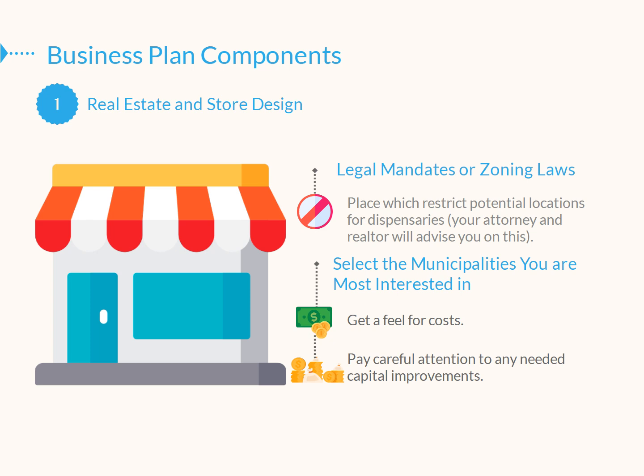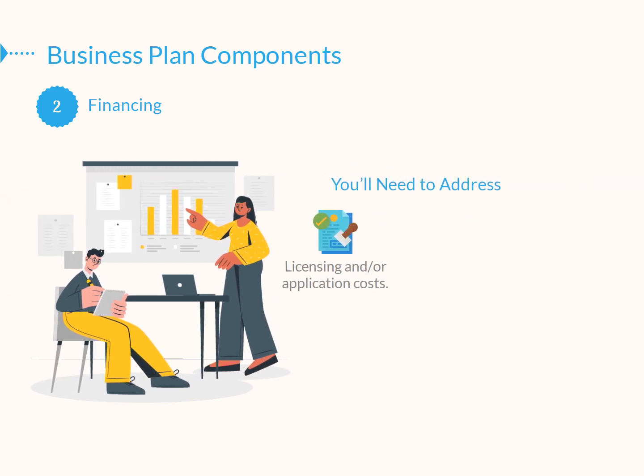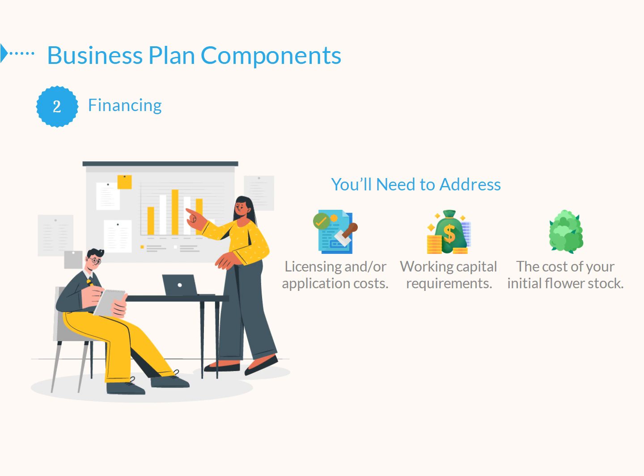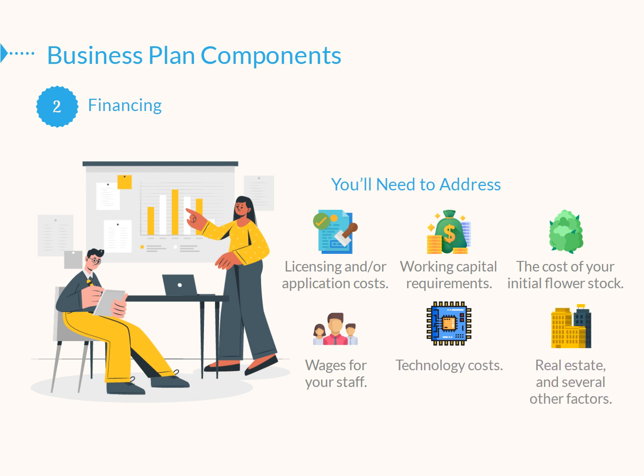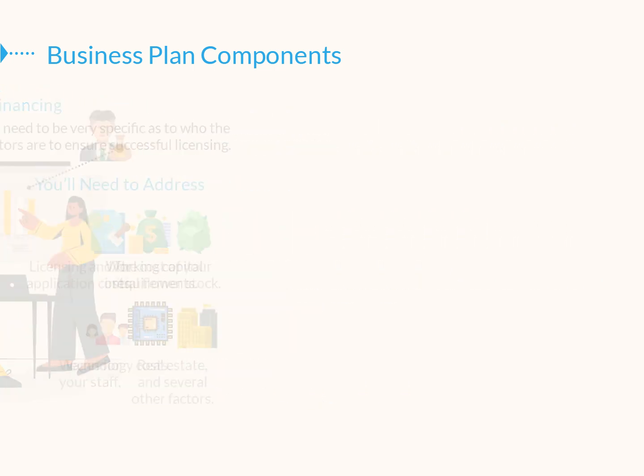capital improvements. 2. Financing. Outline how much capital you need to raise and where it will come from. You'll need to address licensing and/or application costs, working capital requirements, the cost of your initial flower stock, wages for your staff, technology costs, real estate, and several other factors. You'll need to be very specific as to who the investors are to ensure successful licensing.